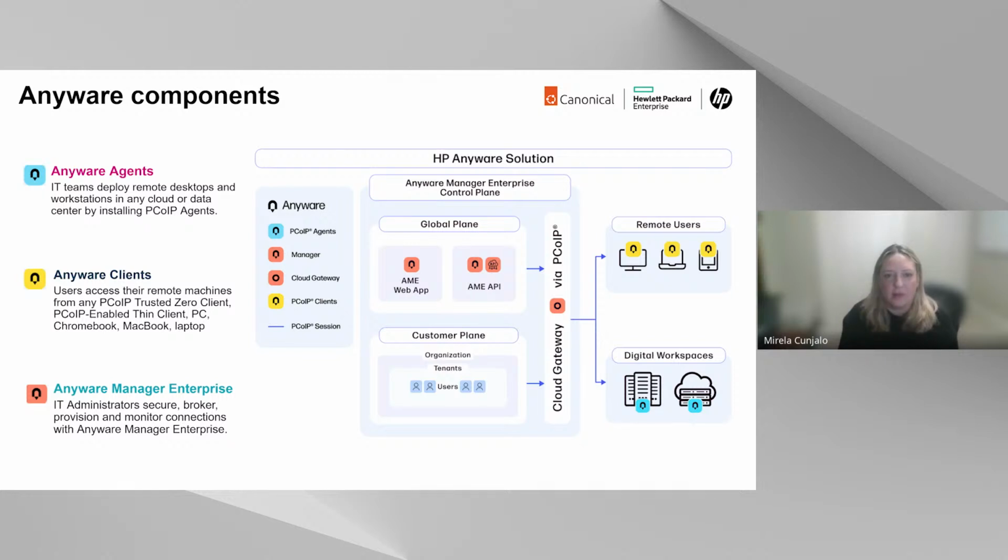And the graphic here gives you an overview of, as you can see in the middle there, the Anywhere Manager Enterprise Control Plane. That whole section is what's hosted, including the Cloud Gateway component. There is a version of this that can be installed in the customer environment, but this is a SaaS hosted version, Cloud Gateway. That means that the IT manager does not have to install anything in their environment to get that secure connection going, a VPN-less secure connection.